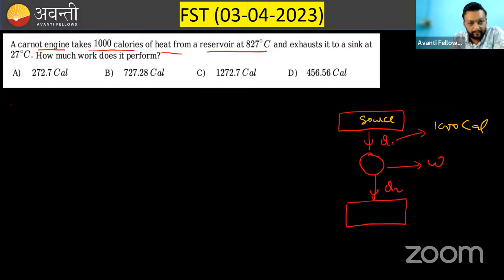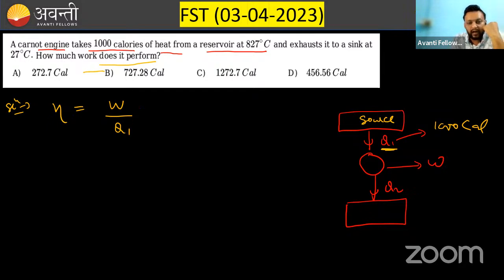Now listen to me. How much work is performed? Work done is asked. So whenever we talk about Carnot engine, work comes, we know that eta, or efficiency of Carnot engine, is equal to output over input. Output is work done. Input is what we have taken, some heat Q1, as the input. So this is what work done is.